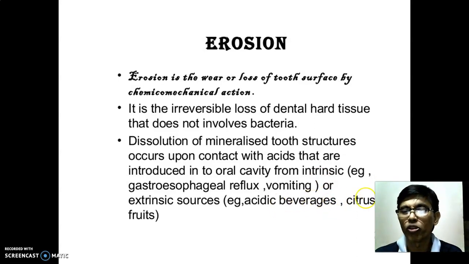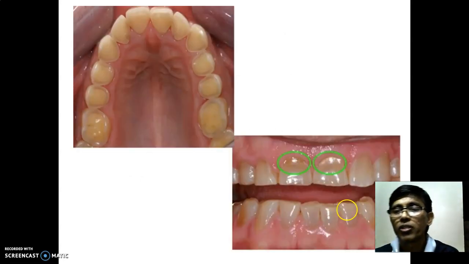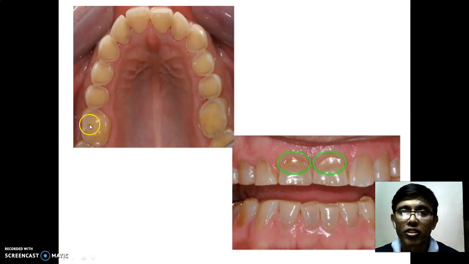Gastroesophageal reflux and vomiting come from the inside. And extrinsic surfaces are what you are taking from the mouth, that is the acid touching your tooth while eating or drinking, like acidic beverages, citrus fruit or any lemon. Any citrus fruit you are eating definitely contains acids in it. So if you see here, this is the erosion on the surface.